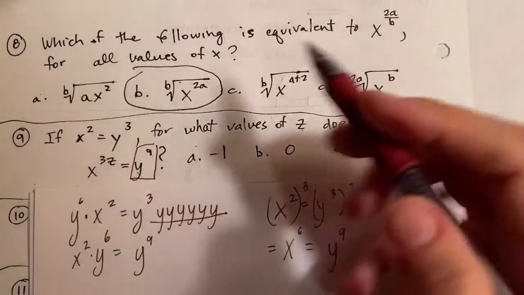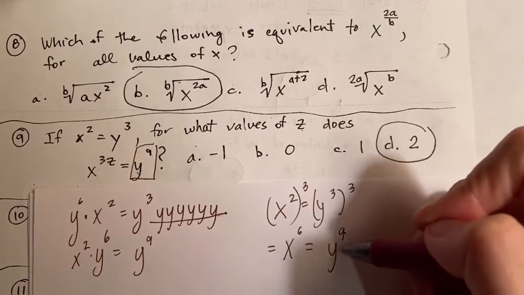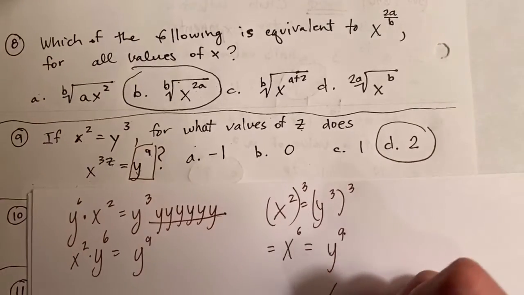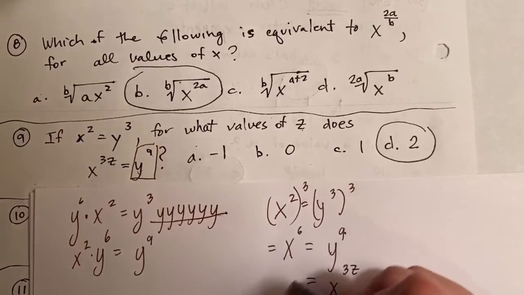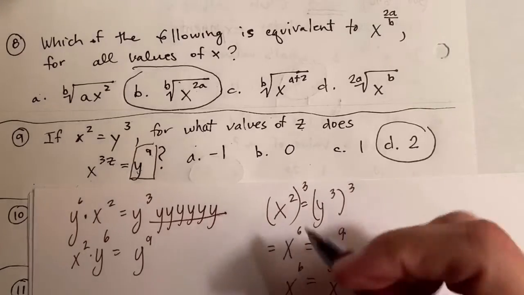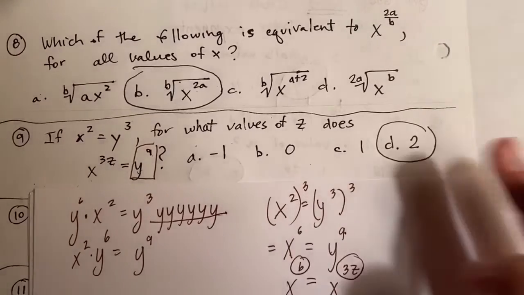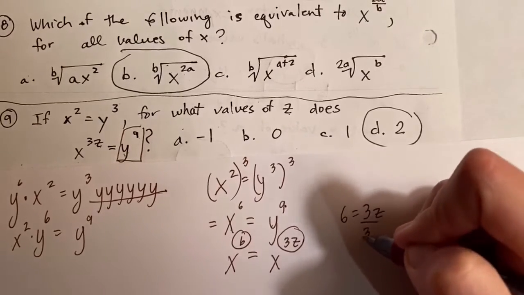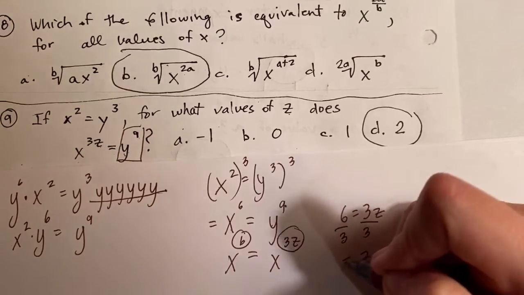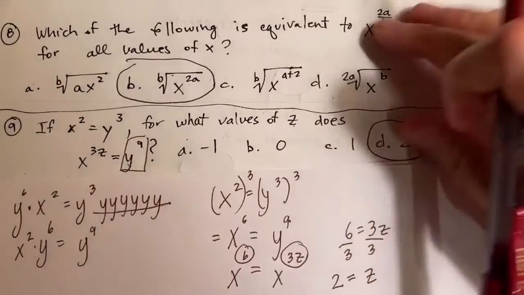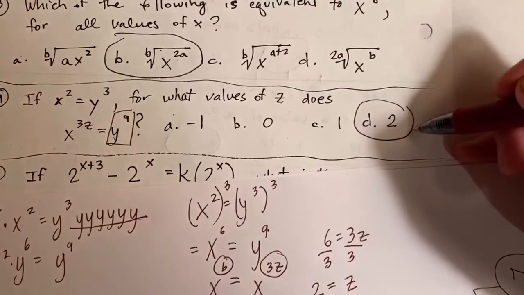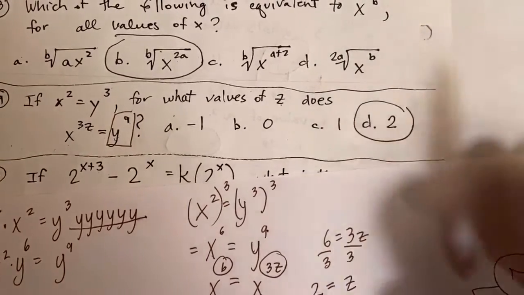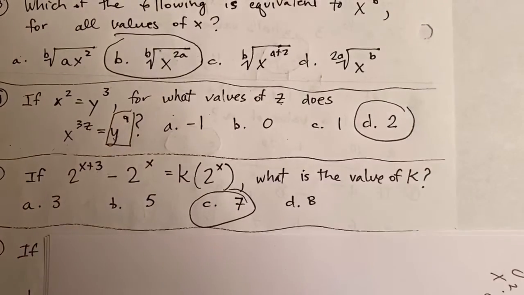So we can substitute that in: x to the 3z is equal to x to the 6th. And notice these exponents have to be equal. So 6 has to equal 3z. If we divide by 3 on both sides, z has to be 2, which is how I arrived at my answer of 2. Awesome. Let's do another.